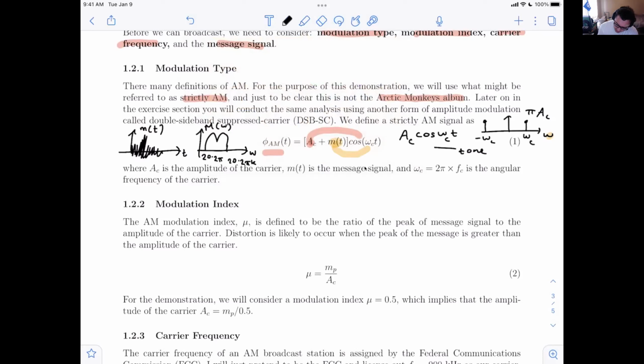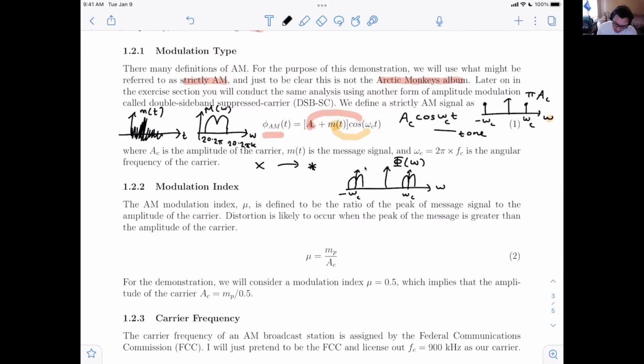And then when we modulate by cosine, as you might recall, multiplication in one domain is convolution in the other domain. So in effect, our modulated signal in the frequency domain is going to be the frequency spectrum of our message signal centered at plus or minus omega_c. Okay.